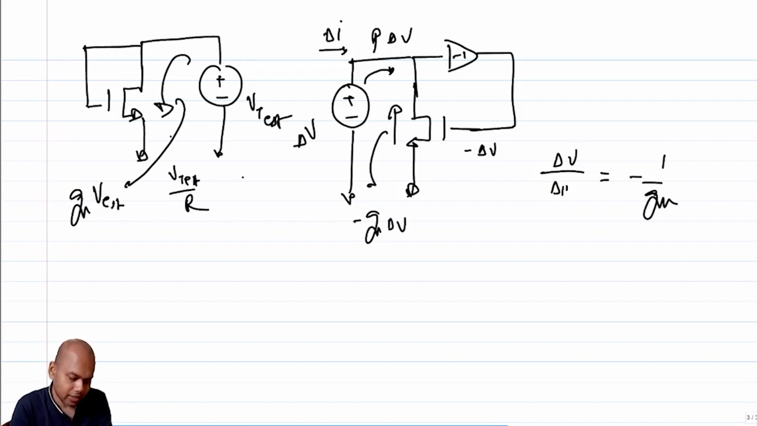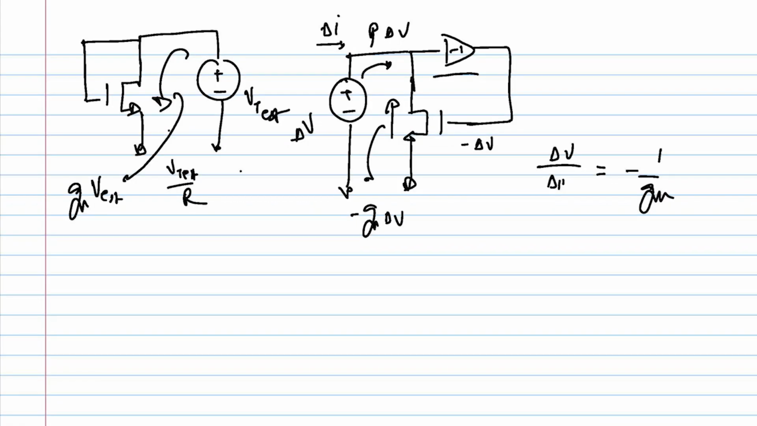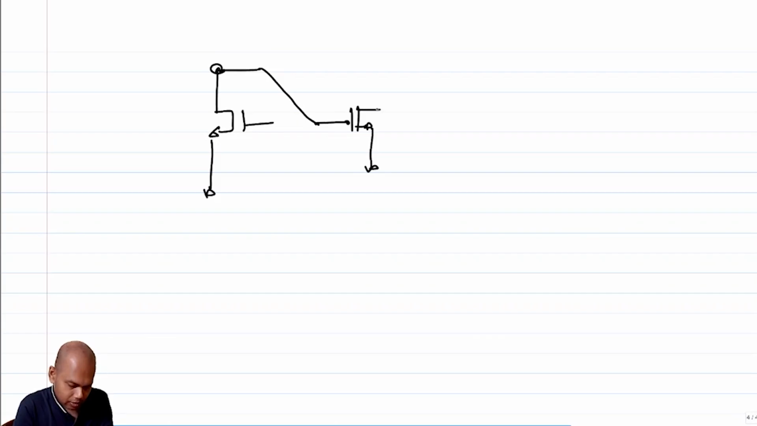Now how do I get this negative 1? That should be simple to do. There are so many ways of getting a negative voltage gain using common source amplifiers. So what should I do? I basically take another common source amplifier and put a R here.